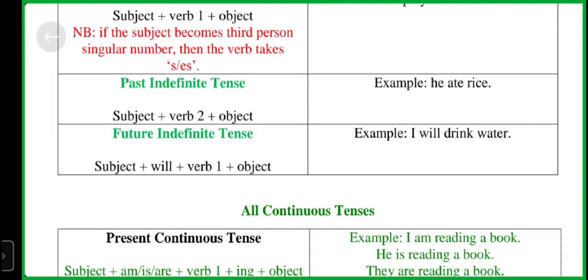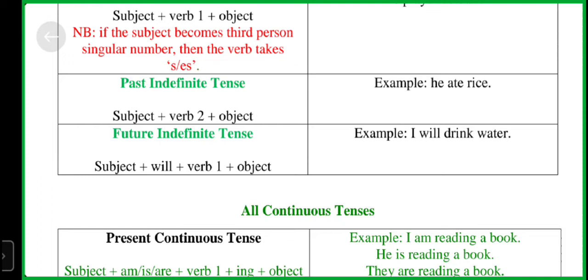Although the subject becomes third person singular or plural, or first person, second person, whatever the subject, you don't care. What matters is the verb never holds s or es. In the past indefinite tense, the verb never becomes a form with s or es. You will never find s or es here.